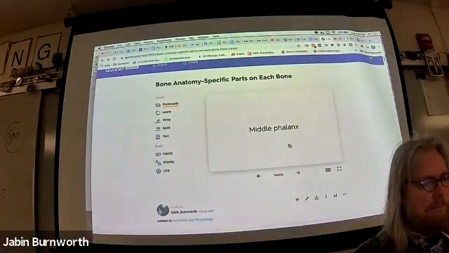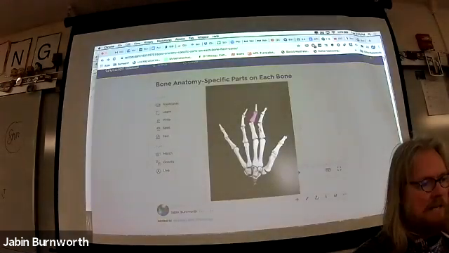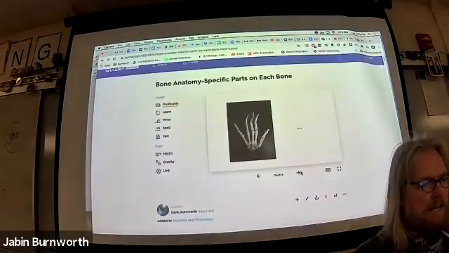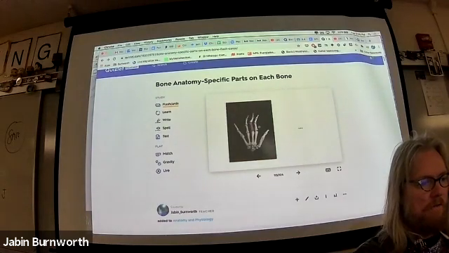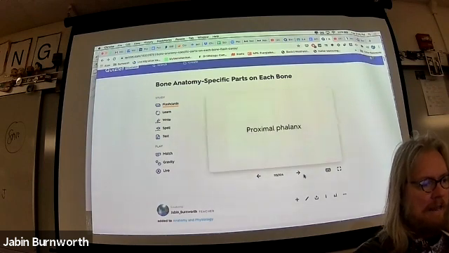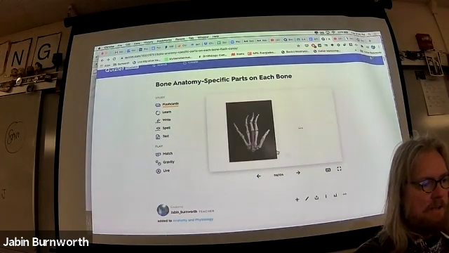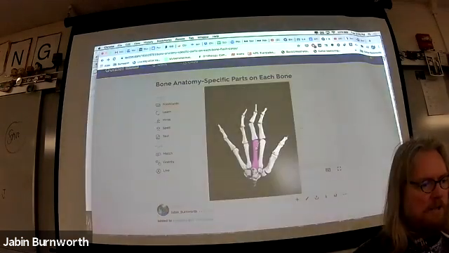So here's the middle phalanx. You can see this is colored purple there. Here is the proximal phalanx right here. She just colored one, but all of these are proximal, all of these are middle, all of these are distal. And these are the metacarpals. You can see this little purple one right there, but this is also there too.